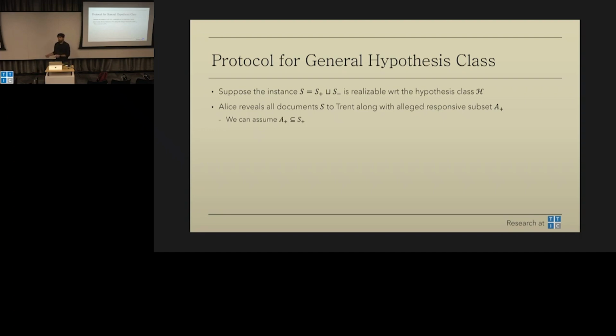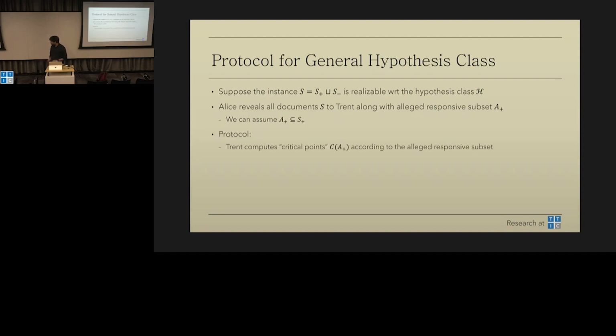And if Bob says a responsive document is non-responsive, Trent can just call it non-responsive. The side which is worrying is the other one, that is, if Alice is trying to hide a responsive document as non-responsive. So we might always assume this happens. And then this is the protocol.